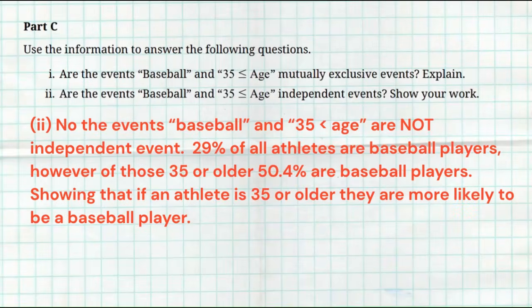You have to make sure that you back it up with statistics. You can't just say, oh no, they have nothing to do with each other, so they are mutually exclusive, or they are independent, or no, they're not independent because baseball makes you more likely. You have to have some stats to back it up. And that's why I wanted to bring up the 29% and the 50.4%, because that makes a lot more sense. We talk about the fact that 29% of all athletes are baseball players, but the moment we give that condition, looking at those that are 35 or older, 50% are baseball players, showing, again, like I said, that if you're 35 or older, you're more likely to be a professional baseball player than football or basketball.